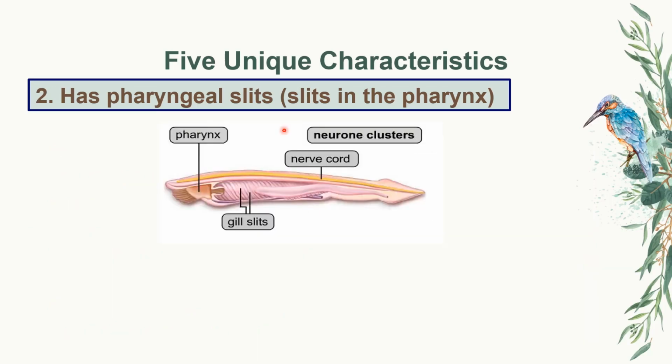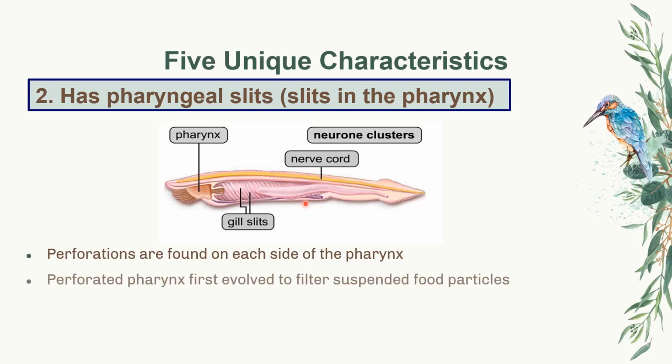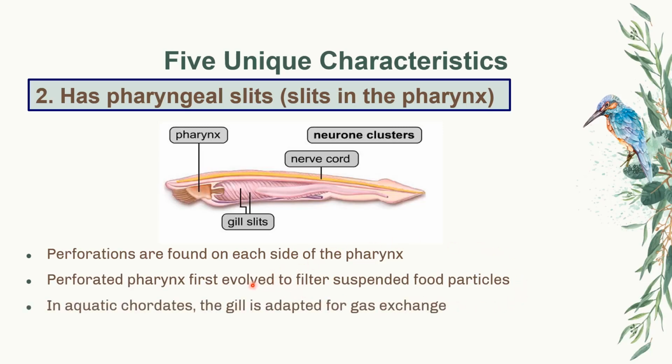So the pharyngeal slits are basically perforations found on each side of the pharynx. The perforated pharynx first evolved to become a filter for suspended food particles. In aquatic chordates, the gill is then adapted for gaseous exchange, meaning for respiration. However, in humans, the first pair will become the auditory tube while the others will disappear.